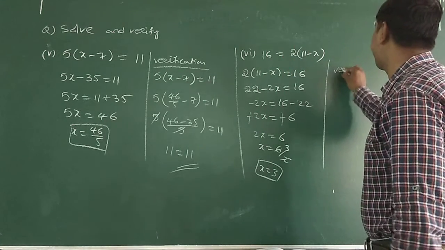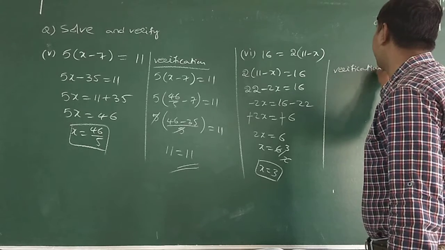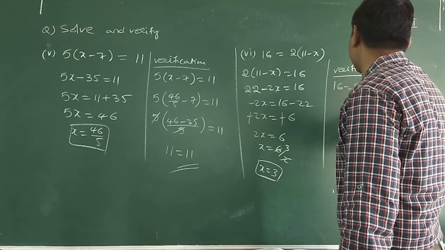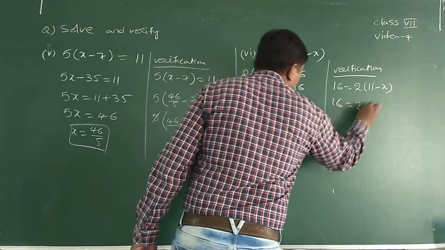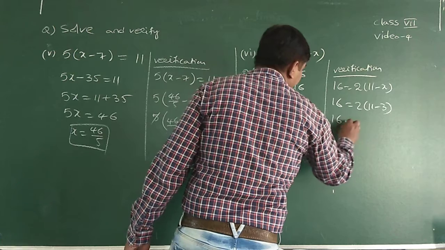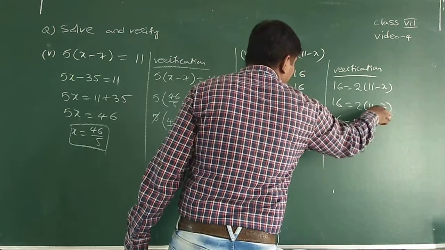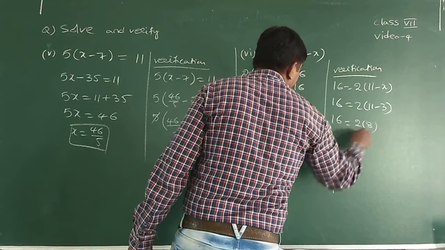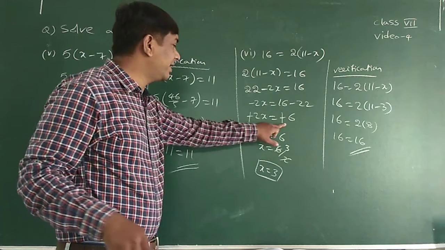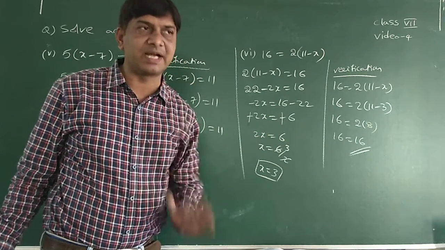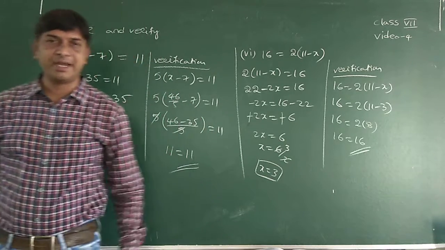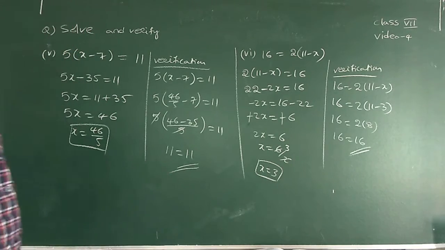Now verification. What is verification here? 16 is equal to 2 into 11 minus x. Substitute here: 16 is equal to 2 into 11 minus x, the value of x is 3. 16 is equal to 2 into 11 minus 3, which is 8. Now 16 is equal to 16. Okay. Here the only thing is I did it directly, I cancelled minus minus. Actually minus minus will not cancel. The procedure is minus 1 to be multiplied on both sides. Okay, so please write down.